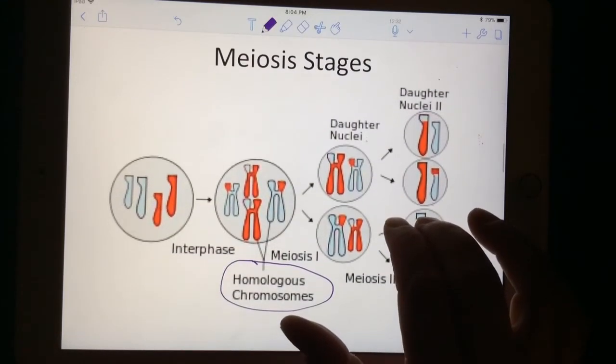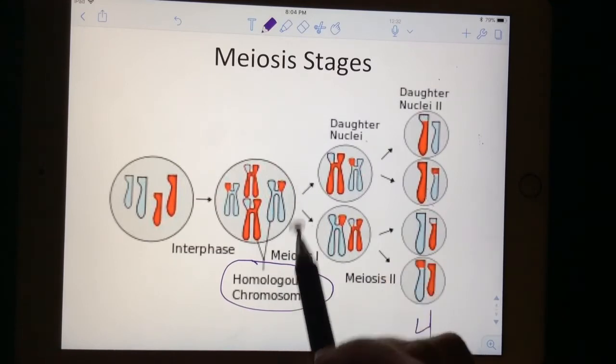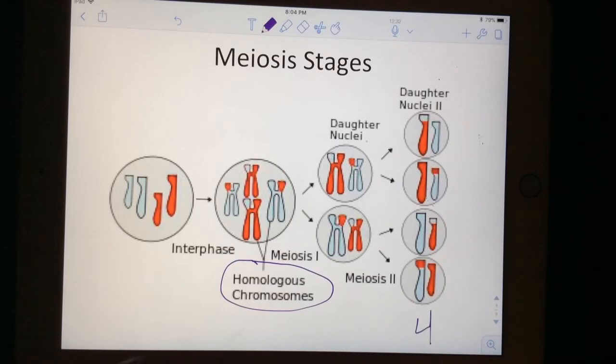So a little bit of detail here about the stages. You can see meiosis part 1 and then meiosis part 2, where we divide once and then divide again.